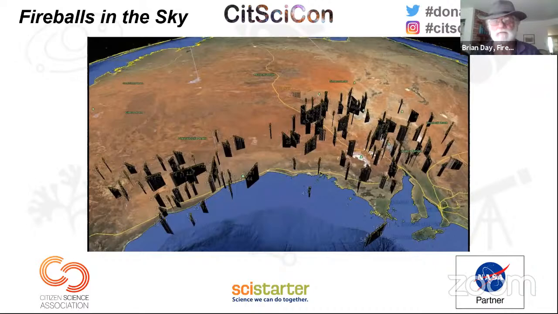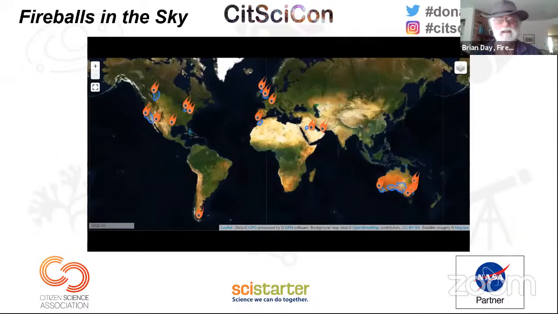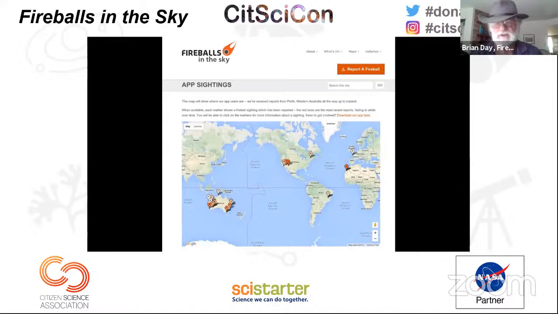Now, the Desert Fireball Network originally spanned 3 million square kilometers of the Australian outback, with 52 all-sky cameras. But now it is in the process of being expanded into a global entity, a global fireball observatory with stations around the world. But you can see there's still significant gaps. And we're trying to fill these gaps with citizen scientists' observations. So equipping people with an app that will allow you to actually make observations and submit them.